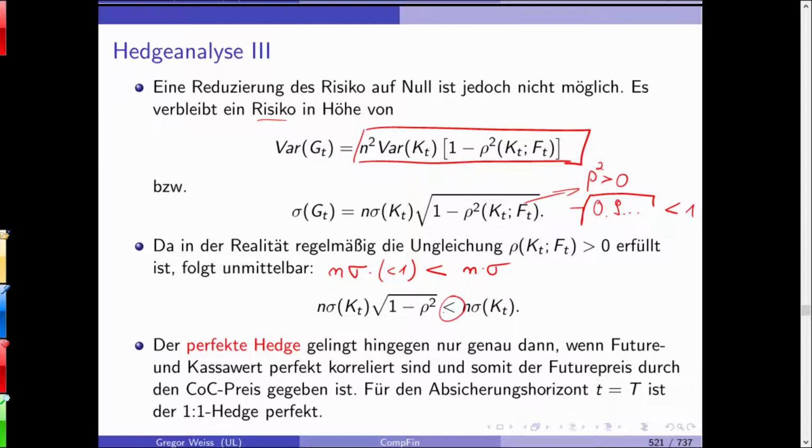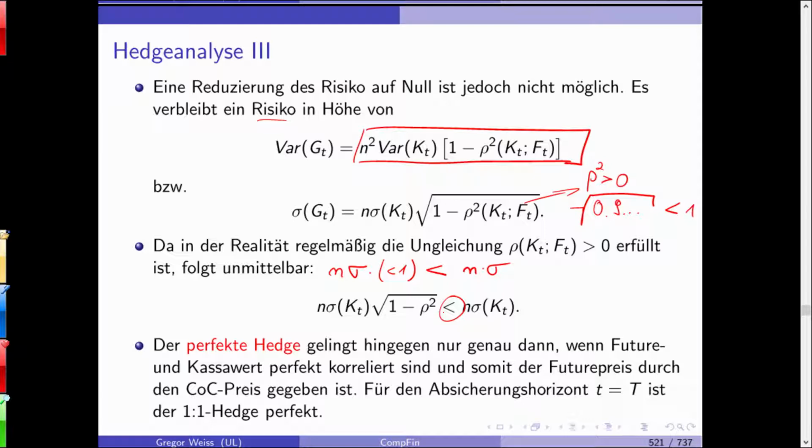You simply observe that rho squared is less than 1, and it's positive. 1 minus a positive number less than 1 is smaller than 1. And then the standard deviation of the profit and loss is less than N times the volatility of the spot price. Is that clear? You're still calculating the math. Klar? Yeah? Okay.